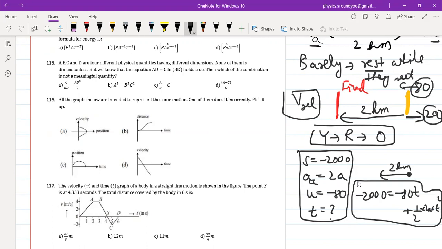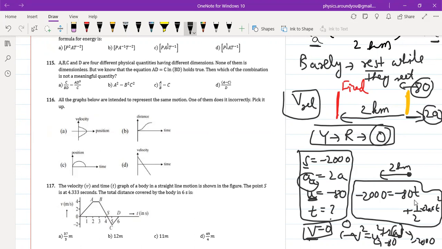There's also one more condition. When the yellow train touches the red train, then the speed v of the yellow train should become 0. We can also say v should be 0. How can you find a when you know v, u, and s? We can use v squared equals u squared plus 2as. v is 0, u is minus 80, and s is minus 2000. So from this, you can find out the value of a required for the trains to just avoid collision. This is also there. So use the two equations.